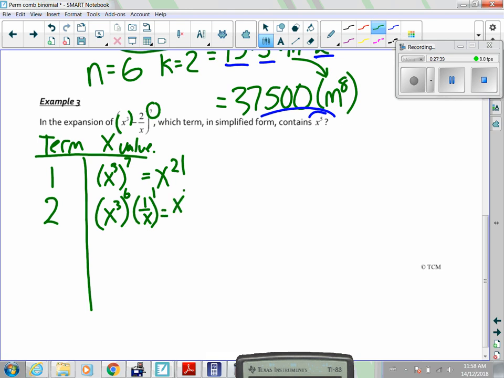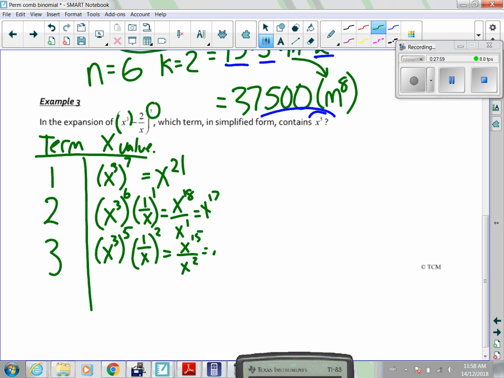Well, this is going to be x to the 18 over x to the 1, which is x to the 17. If I do term 3, it's now going to be x cubed to the 5, and 1 over x squared, which is going to give me x to the 15 over x squared, which is x to the 13. Now, there's a really cool pattern happening here. 21, 17, 13. The next one should be 9. Yes, hopefully you see the pattern going down by 4.